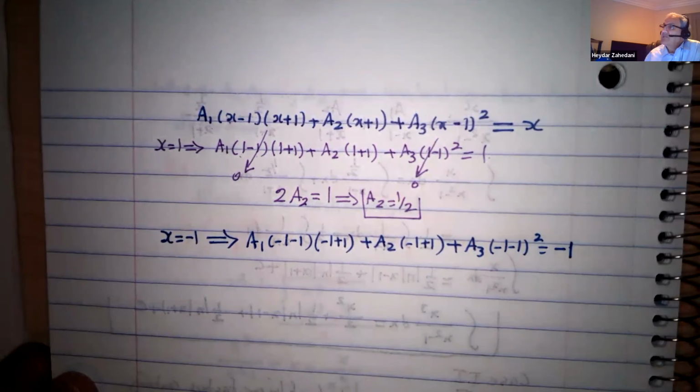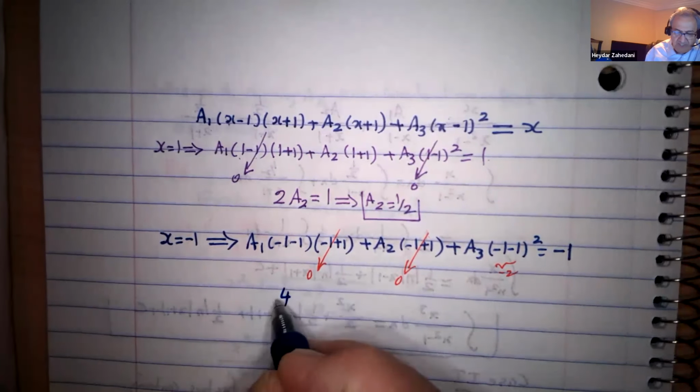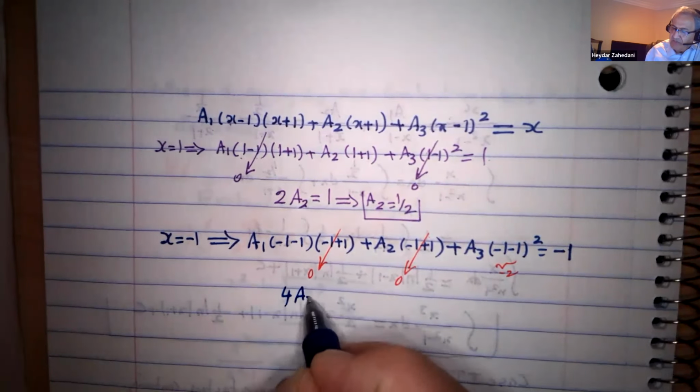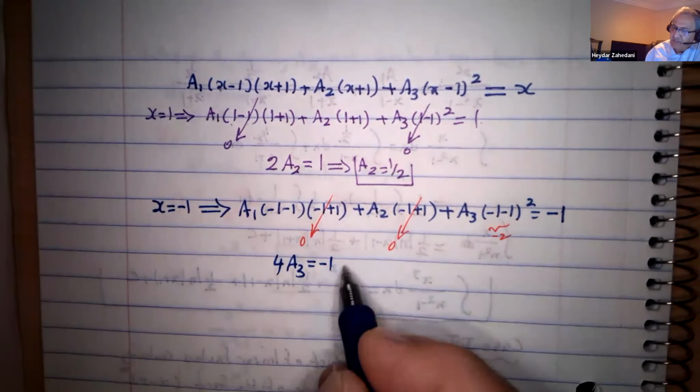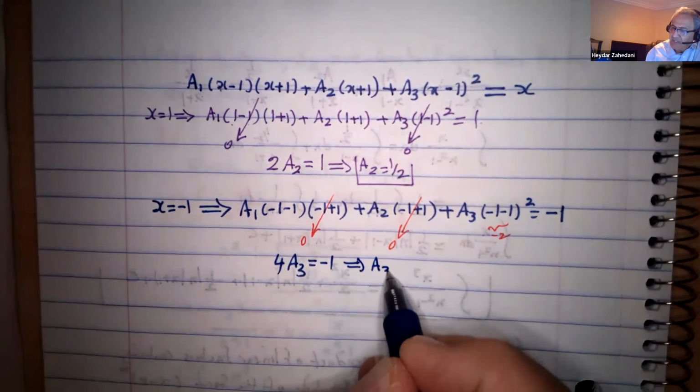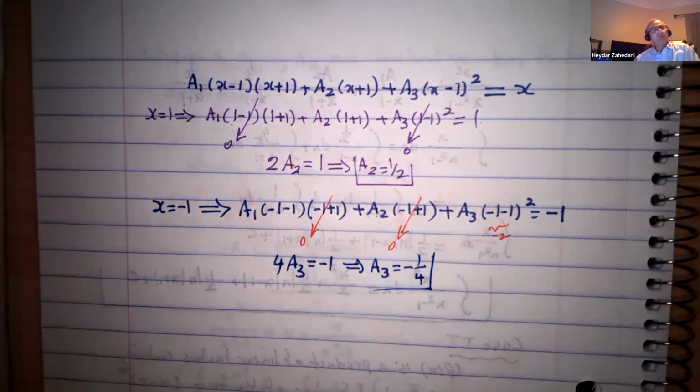Okay, so we substitute x equal to -1 for all of them. Now again, you see, -1 plus 1 would be 0. This would be 0. And this is going to be -2. -2 squared would be 4. So that gives you 4a3. And the 4a3 equal to -1. So a3 would be -1/4. So that gives you your second number.